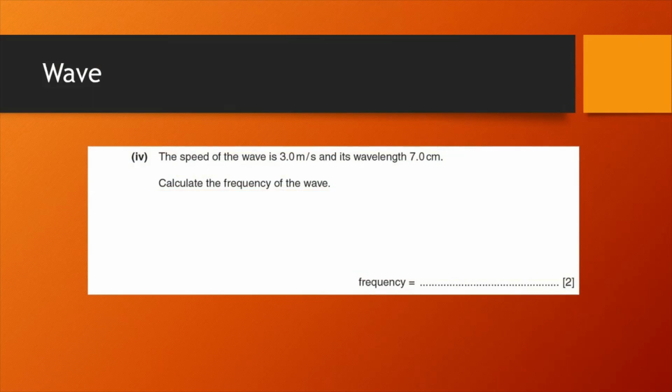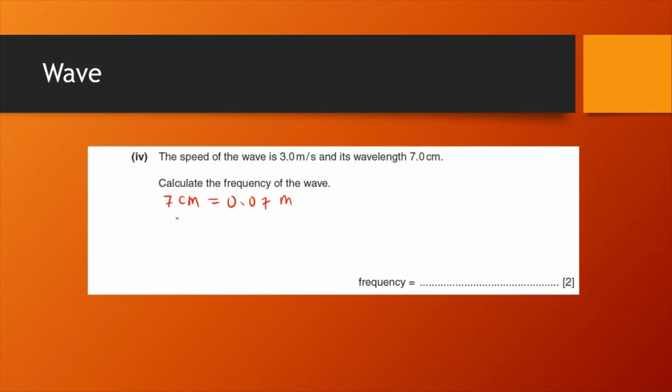Question 7b IV. The speed of the wave is 3 meters per second and its wavelength is 7 centimeters. Calculate the frequency of the wave. Before we start the calculation, first we have to convert the unit of the wavelength from centimeters into meters. So, 7 centimeters equals 0.07 meter. Divide this by 100. Then you will get the wavelength in meters.